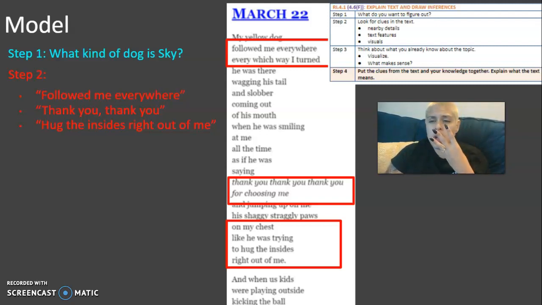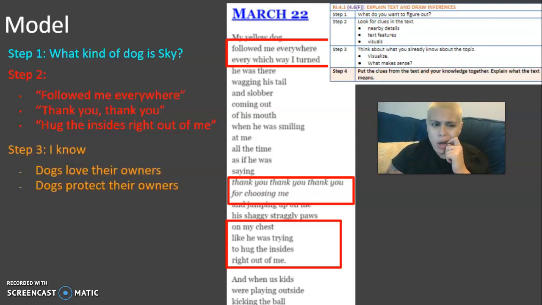Now the third thing I want to do is figure out, what do I already know about this topic? So I want to know, what do I already know about dogs based off this text evidence? Well, it says he followed him everywhere and that he was saying thank you and he was giving a hug. So I know that dogs really love their owners. Like, I know that dogs really love their owners because as soon as a dog comes up, they get super excited when they come to the door. I also know that dogs are really protective of the people that they love. So those are the things I know about dogs.